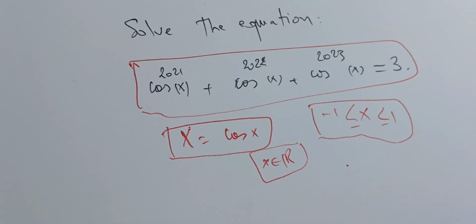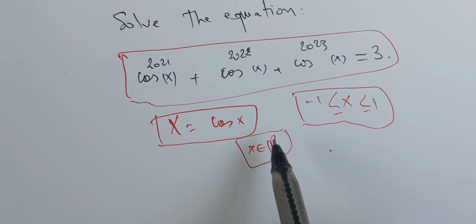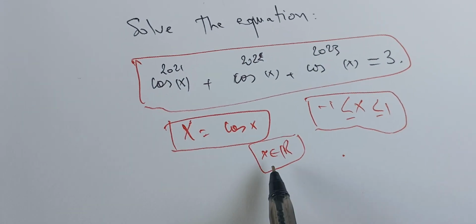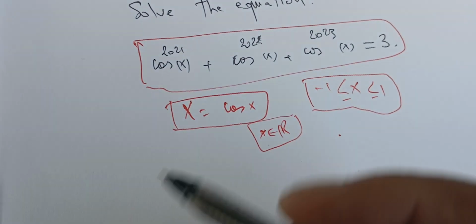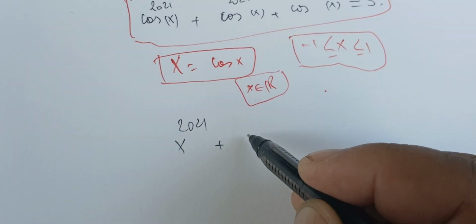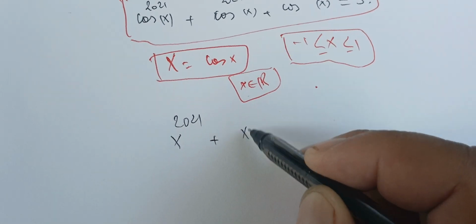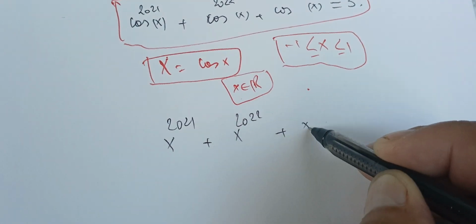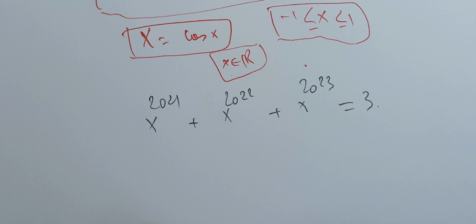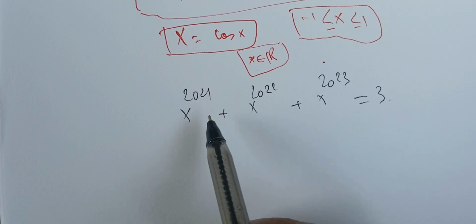Okay, let's solve it together. Here we're going to use big X as the cosine of x, with big X between -1 and 1, and small x in R. When we do that, we have X to the power 2021 plus X to the power 2022 plus X to the power 2023 equals 3. We see that 1 is a solution.